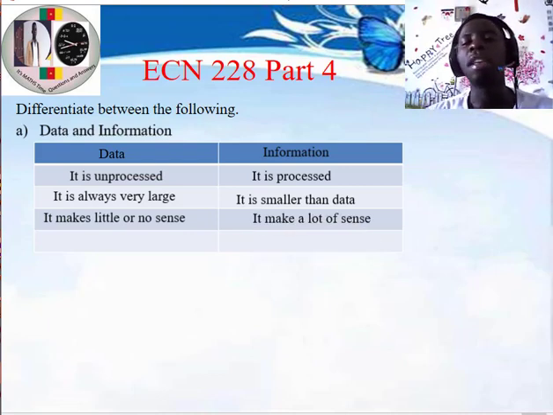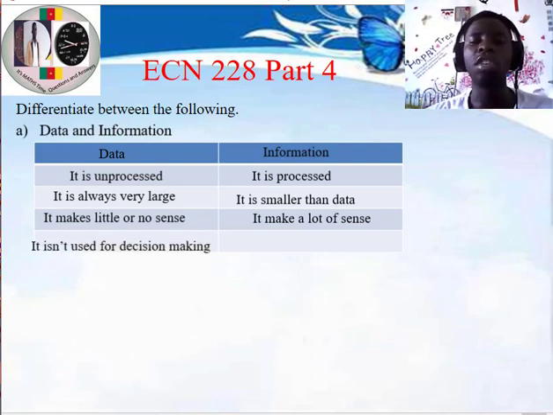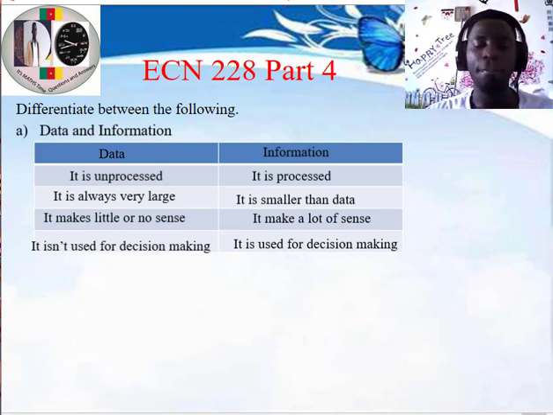Because information makes a lot of sense, we use it in decision making. So data cannot be used in decision making because it makes no sense. We can't even understand it. But when analyzed, it becomes information which can be used in decision making. So those are the differences between data and information.